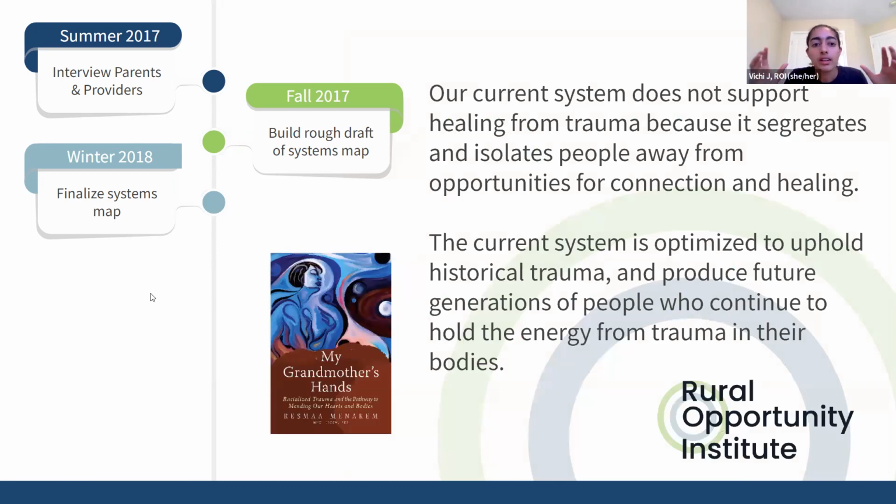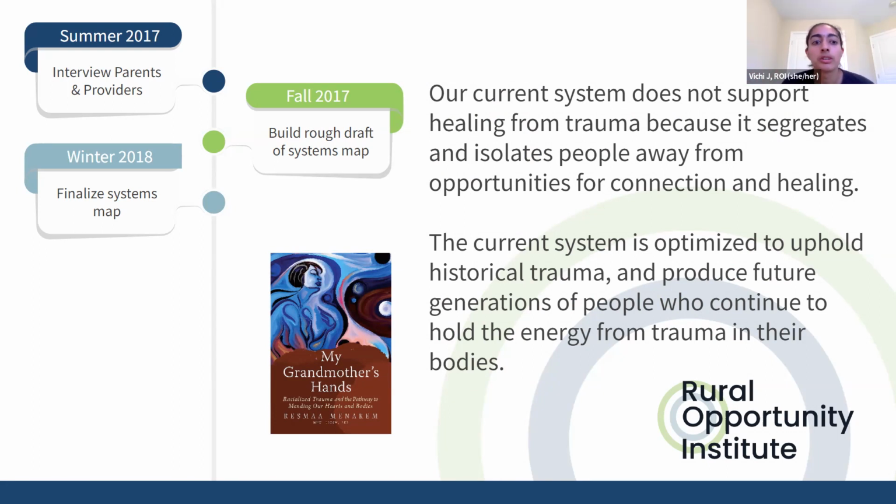And so this broad coalition, and when I say that, I mean parents, families, schools, health, law enforcement, criminal justice, local government, a lot of different folks at the table. What they collectively named was that our current systems don't support healing from trauma because they segregate and isolate people away from opportunities for connection and healing.